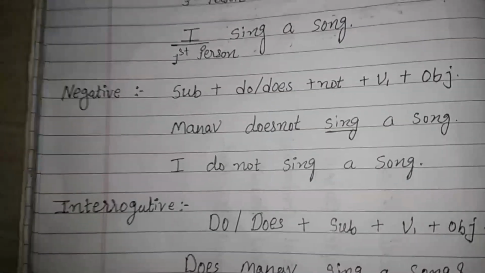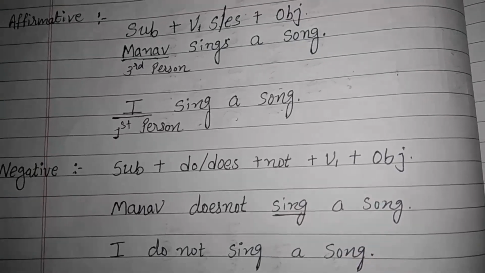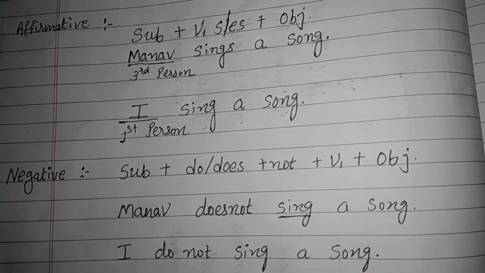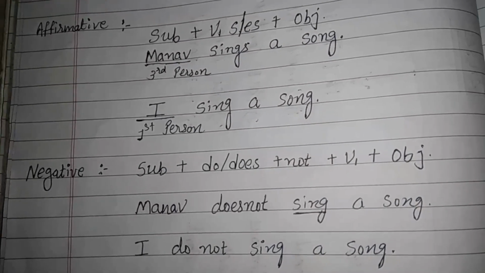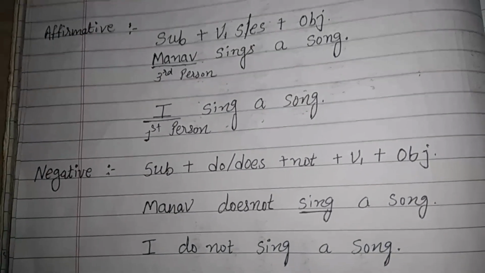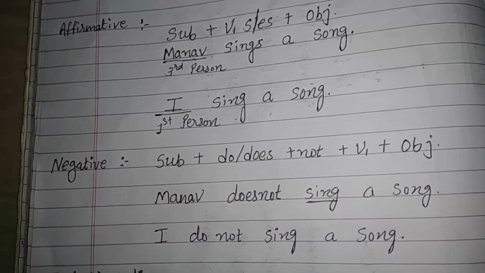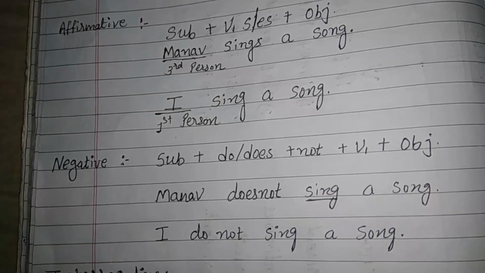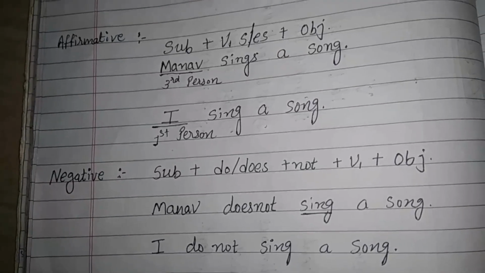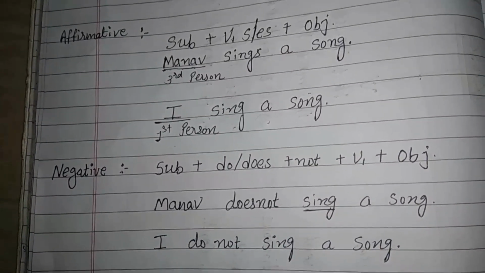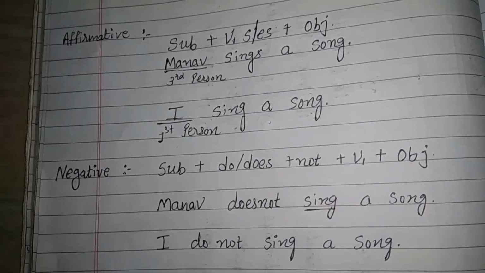Now the negative form of the sentence. Negative sentence format is subject plus do or does plus not plus V1 plus object. Here if the subject is third person, then we have to use does not to make the sentence negative. And if the subject is not the third person singular, we have to use do not to make the sentence negative. Here I have written the sentence, Manav does not sing a song. And the another sentence is, I do not sing a song.